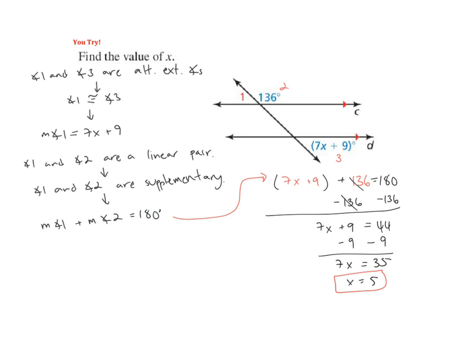And then all I have to do is substitute. Measure angle 1 is 7x plus 9, and measure angle 2 down here is 136 degrees, as we can see from the problem. Then double checking again to make sure that we finished solving the problem, it says to find the value of x. We got x down here, so that means we're good to go.